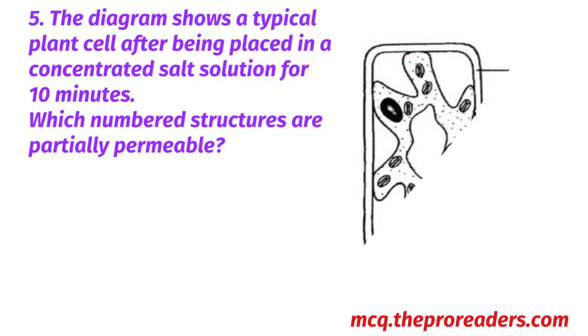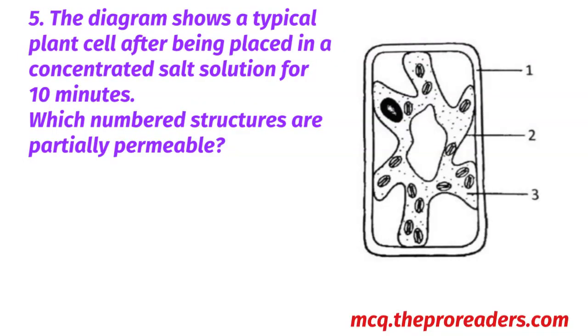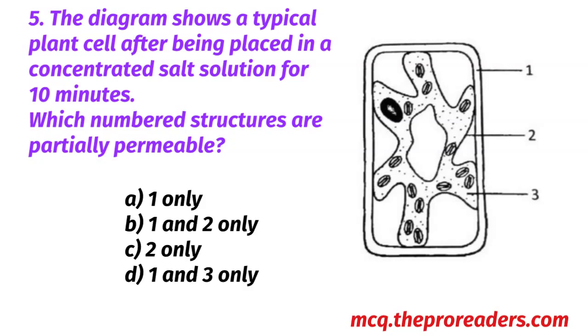The diagram shows a typical plant cell after being placed in a concentrated salt solution for 10 minutes. Which numbered structures are partially permeable? 1 only, 1 and 2 only, 2 only, 1 and 3 only. Option C, 2 only is the correct answer.